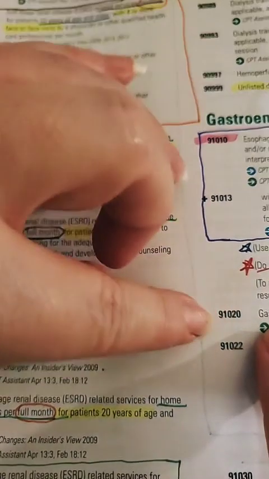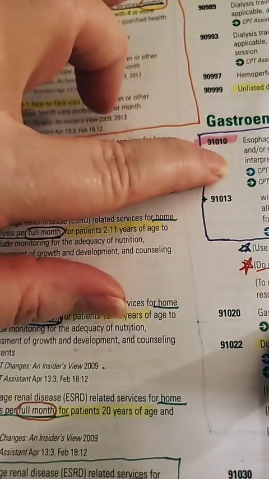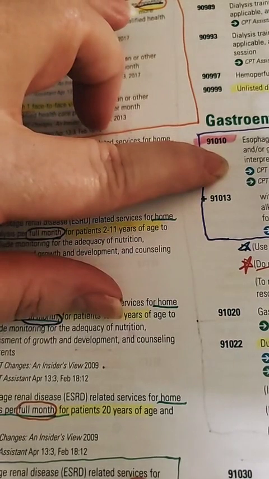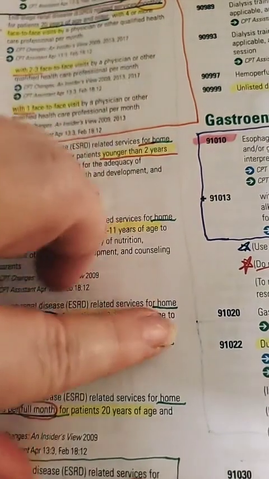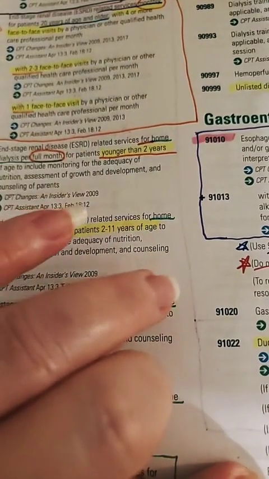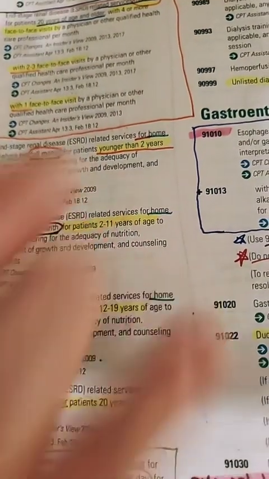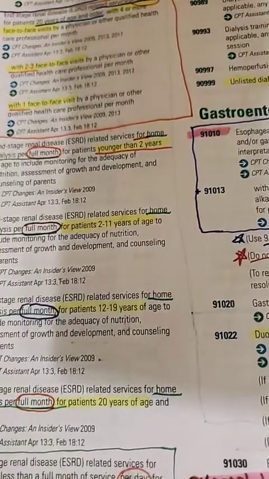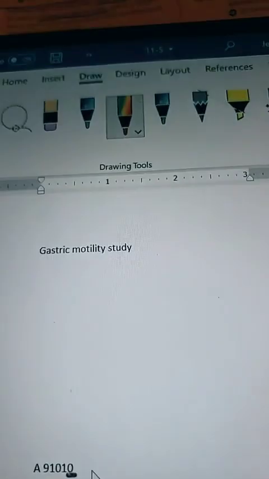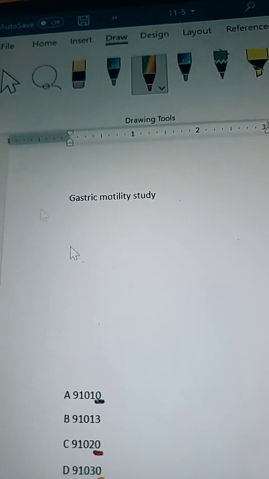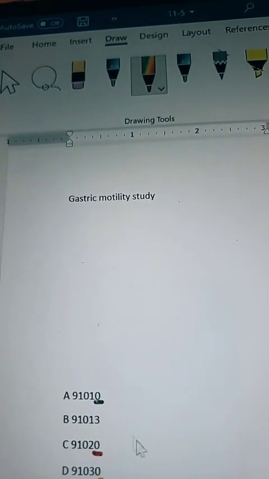20 is a motility one too. This one's gastric. This is esophageal. Good difference there. And this is esophagus. I think we were at gastric, weren't we? Weren't we just at gastric? So 20. Yeah. 20. Yep. I like that one. C.